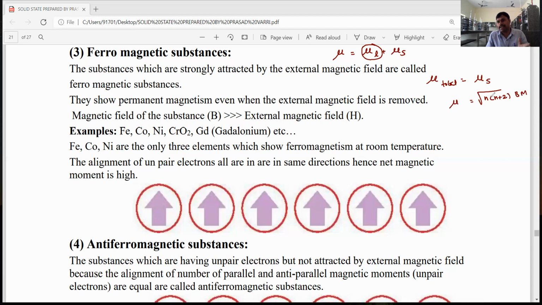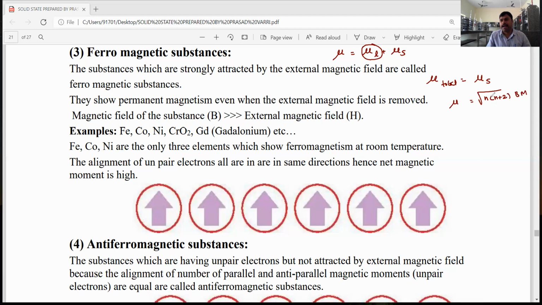Why is there repulsion, dear students? Because of completely paired electrons. Substances in which completely paired electrons are present are called diamagnetic substances. Hence, they are repelled in the external magnetic field.